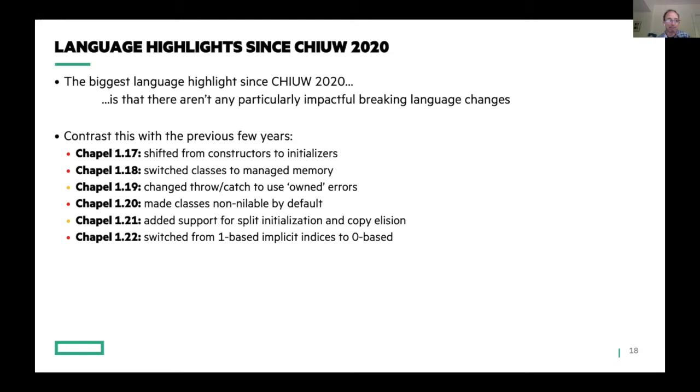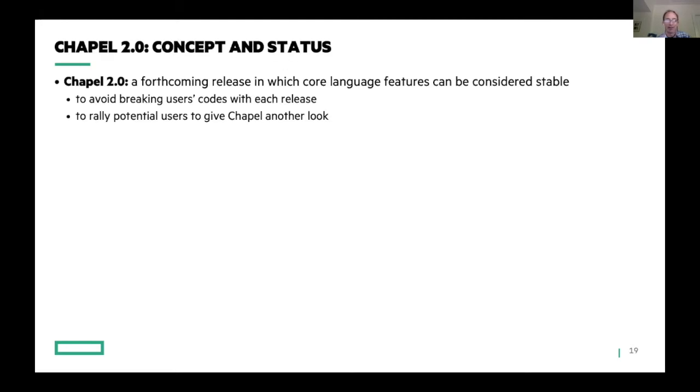Now, that's not to say that there haven't been any changes. This whole effort of stabilizing the language is part of what we've talked about for the last few years as something we call Chapel 2.0. The idea is Chapel 2.0 will be a forthcoming release in which we commit to not breaking the core features of the language. The goals here are to avoid continuing to break users' code all the time, which is annoying to everyone, and also to serve as a point where we can rally potential users to give Chapel another look if it's been a while since they've taken a look at it.